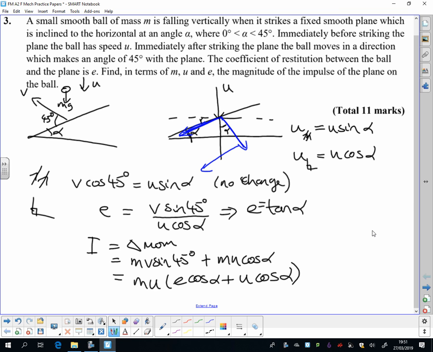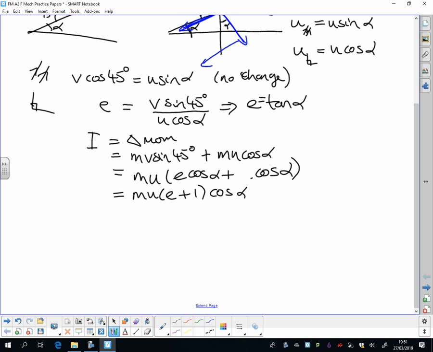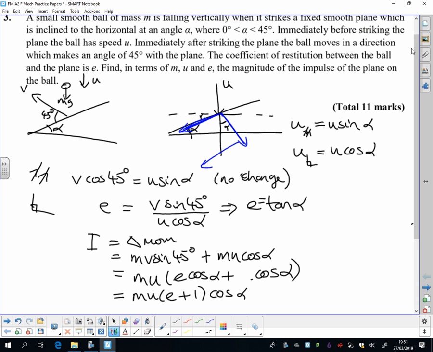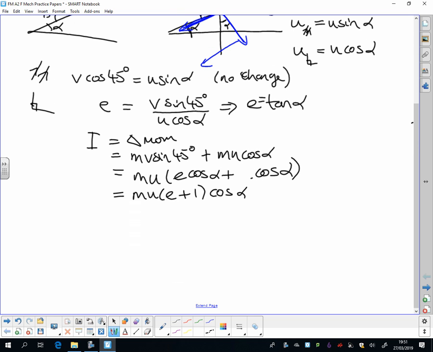Okay, so I've still got cos alpha in here. So I'm going to need to get rid of that. I can then do further factorising. So I've got this bit, E plus 1, oh, and I've left a u in there. Get rid of that one, I factorise the u out, cos alpha. Okay. Now, you're actually most of the way here, so we wanted impulse in terms of m, u and e, but I've still got a cos alpha in here that I need to get rid of.